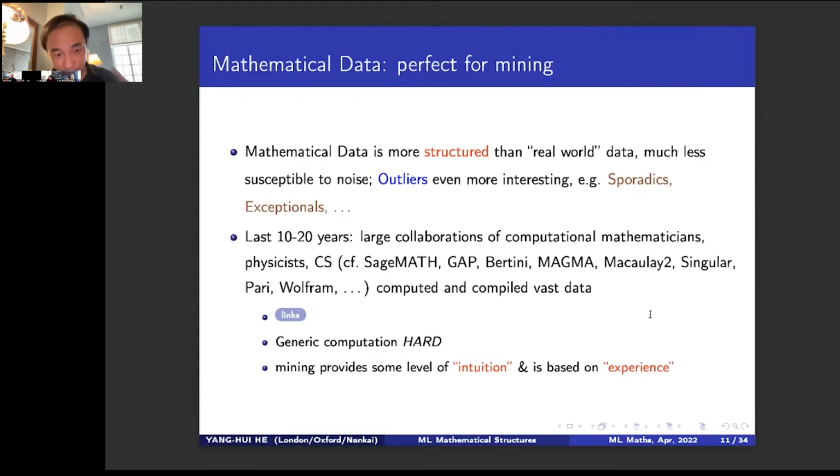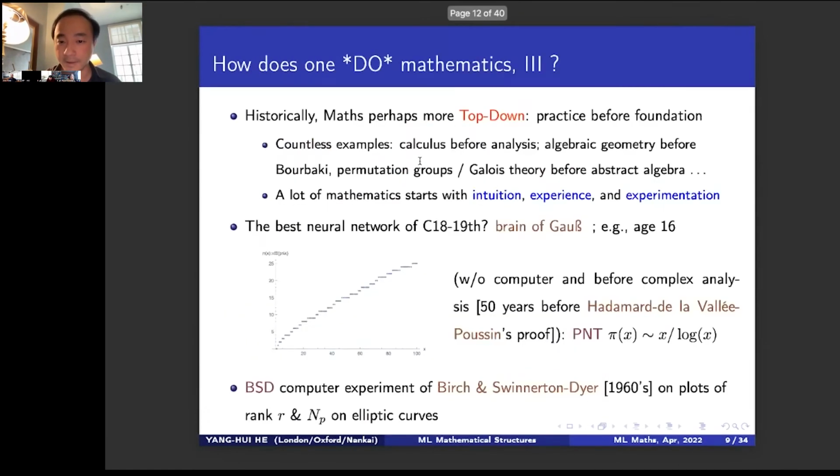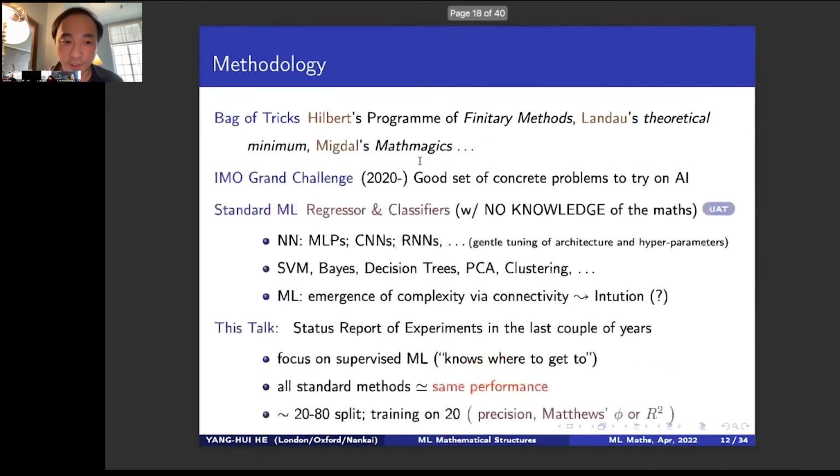So let me just summarize now. We want some kind of experimentation on pure mathematical data across various disciplines, which would then raise possible conjectures, and then this should be used in conjunction with this bottom-up ATP approach to mathematics. So let me tell you some experiments.